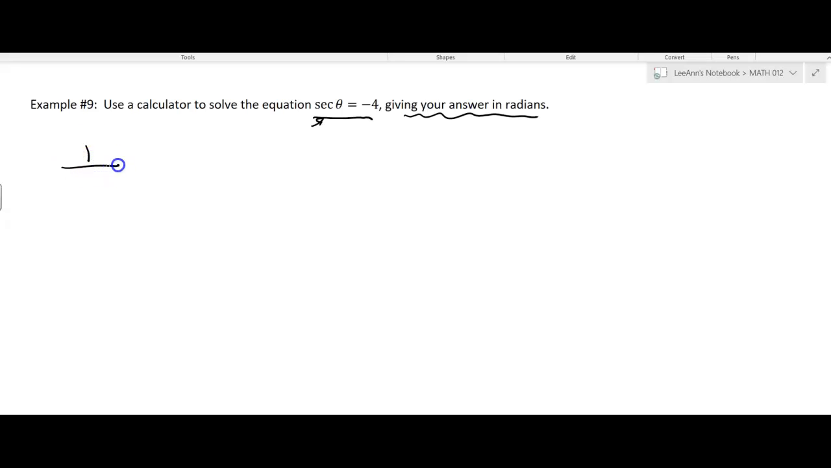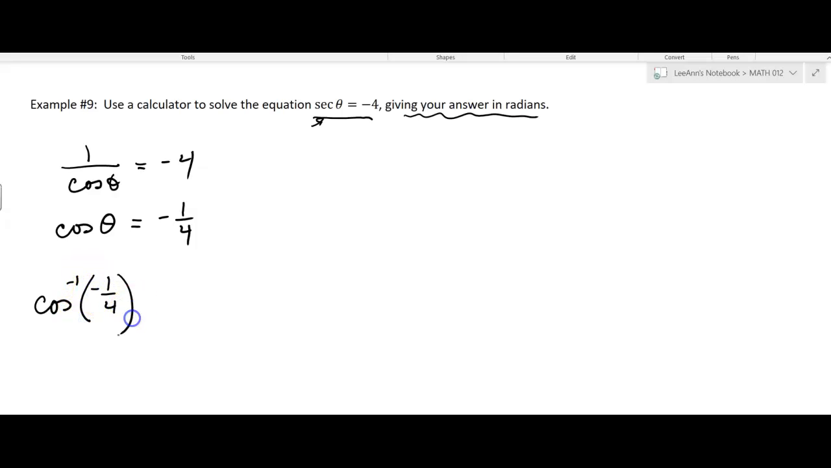So 1 over cosine theta is equal to -4, okay? And then through the magic of algebra, you're going to get something like cosine theta equals -1/4. So now that at least looks better. It doesn't have the secant in there anymore. So we know we're going to go to a calculator. We know we're going to use an inverse cosine function. So inverse cosine of -1/4. And then what is that going to tell us?